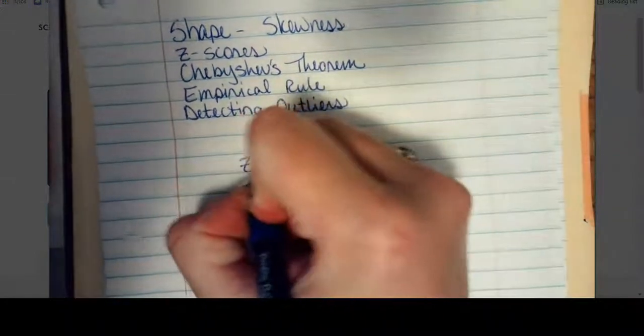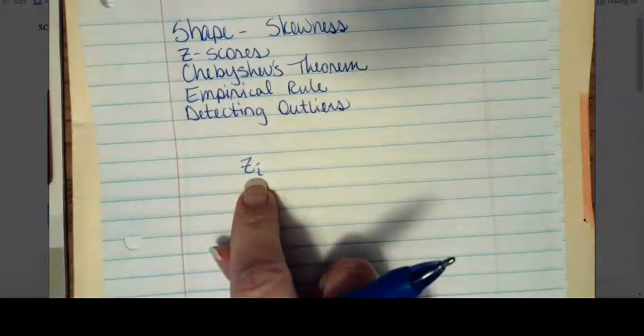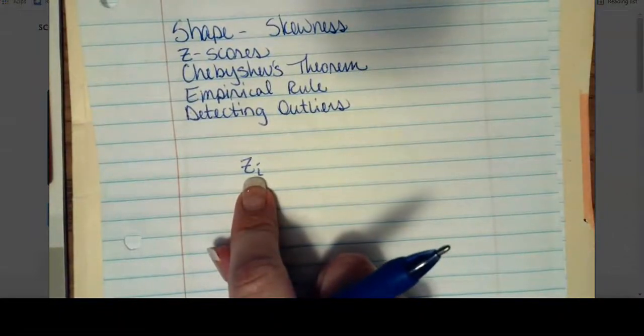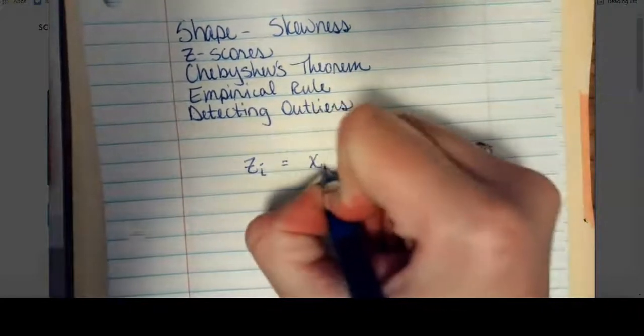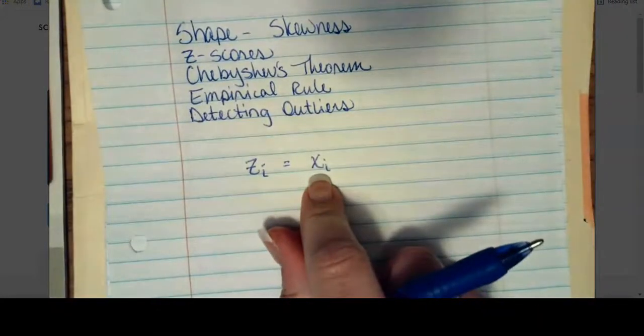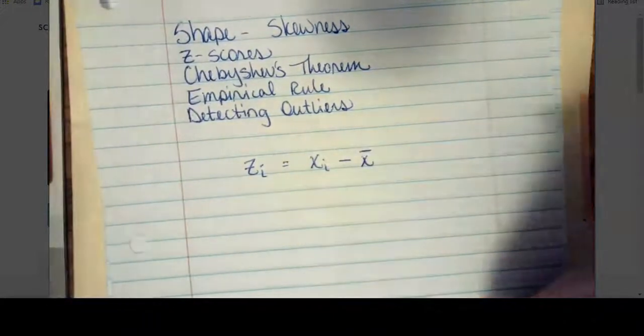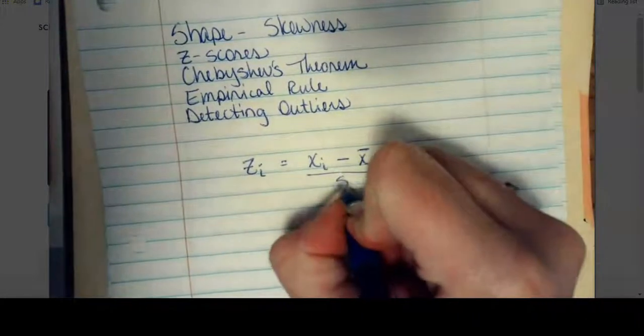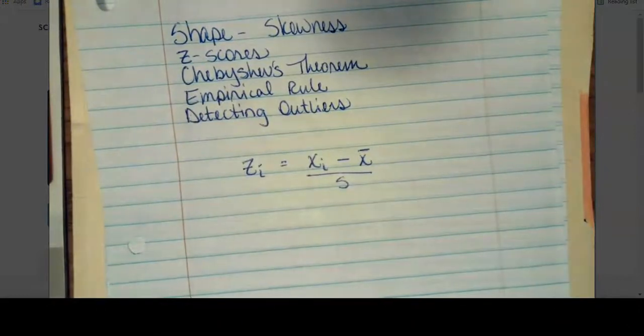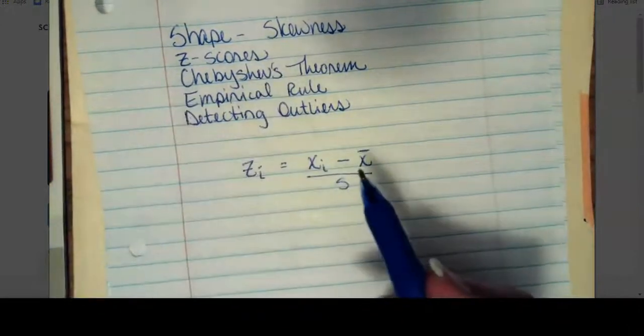Anyway, so first of all, how do we figure out a z-score? So we've got a method for this. For any particular z-score that we want, we just say z sub i, okay, the formula that we use is the particular x value that we're looking at minus the mean, so minus x-bar, divided by the sample standard deviation. Okay, so notice we're dealing with samples here.